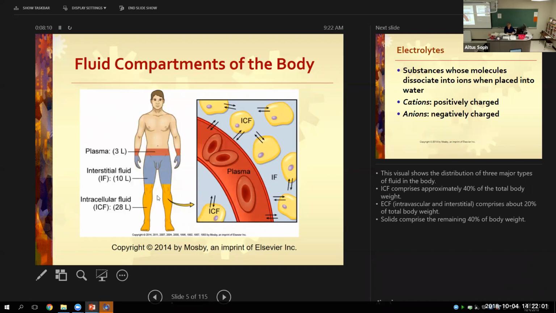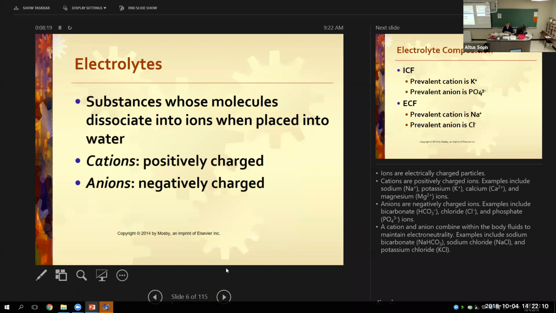Intracellular fluids, 28 liters. So really more of our fluids are in the cells. Okay, so in all this fluid we have electrolytes, and electrolytes are very important in maintaining our homeostasis. These are substances whose molecules dissociate into ions when they're placed into water. You have 2 types, and this is more chemistry really, right? Cations are positively charged, anions are negatively charged.